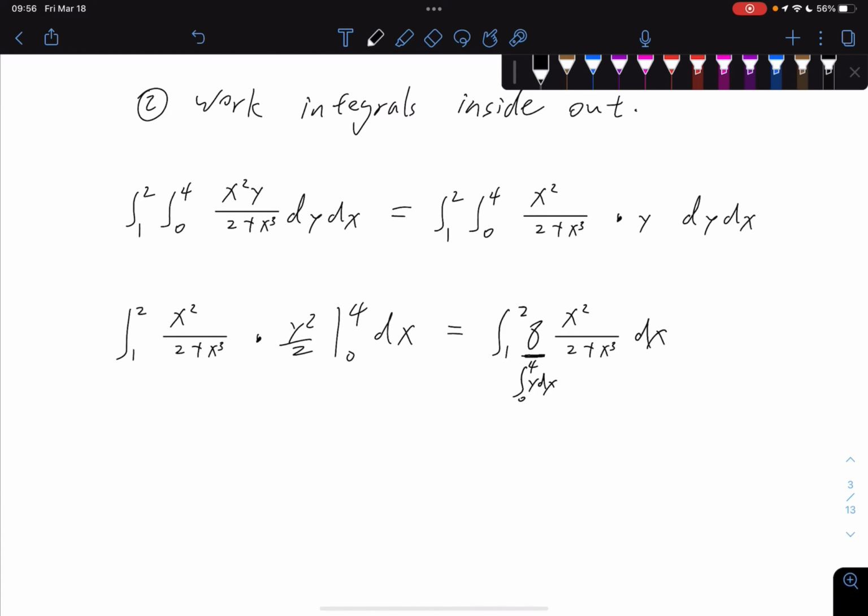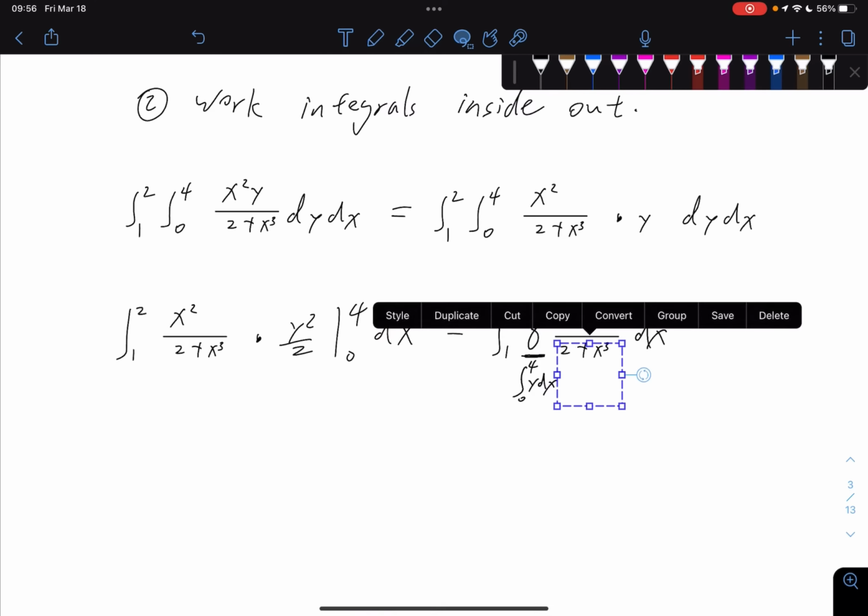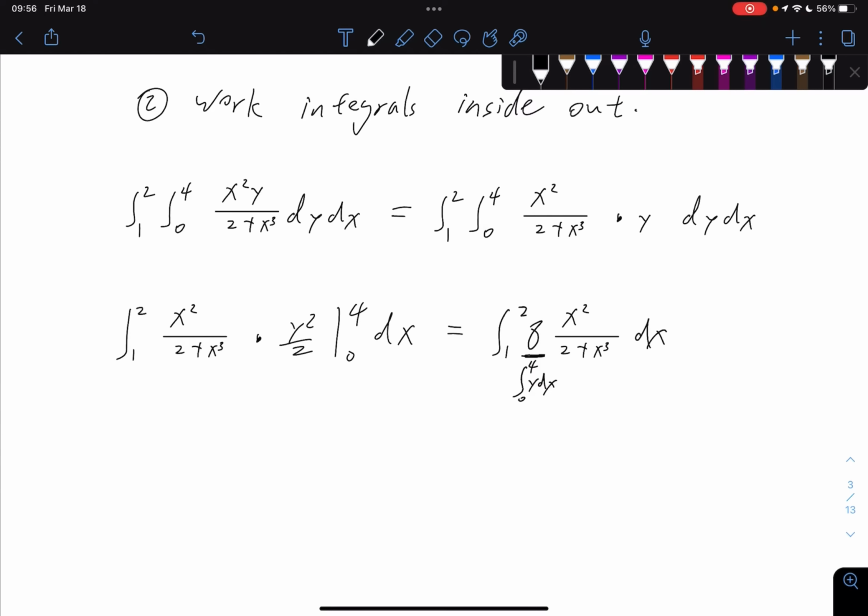And then dx. So this is a little bit tricky. This requires something that we learned from Calc 1 and Calc 2, and that is u substitution. So let's set u equal to the denominator, 2 plus x cubed. So du equals 3x squared dx. So what does dx equal? dx just equals du over 3x squared. We're just moving the 3x squared to the left-hand side.